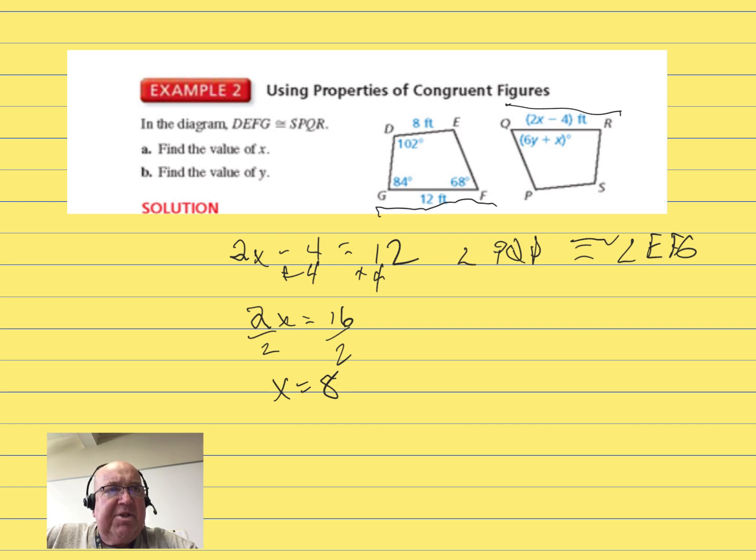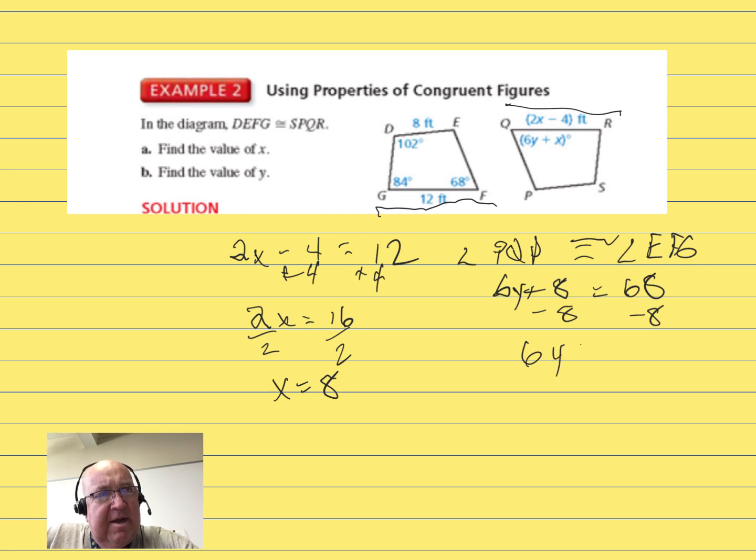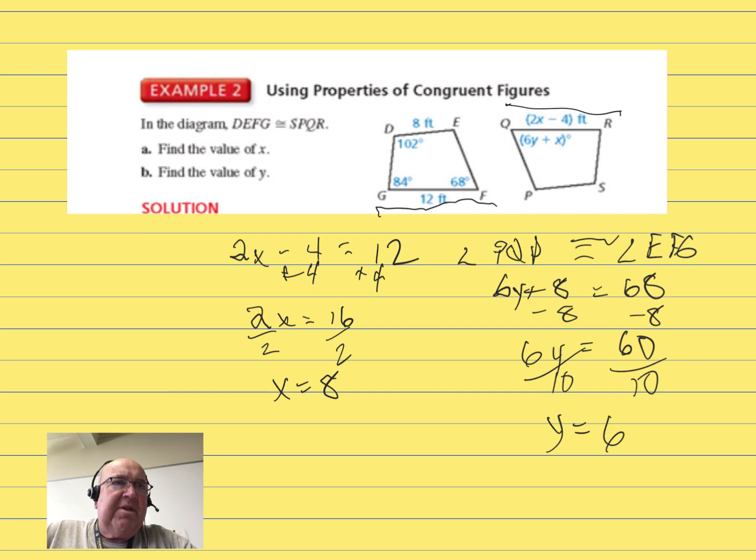So we have the measure of PQR being 6y plus x. We're going to substitute 8 for x. And we know that that is going to equal 68. So we're going to subtract 8 from both sides. 6y is equal to 60. We're going to divide by 10, and we get y is equal to 6. So those two equations we can solve in that manner.